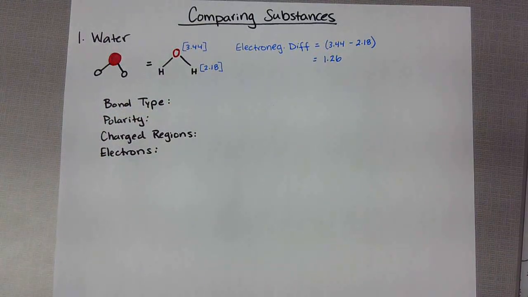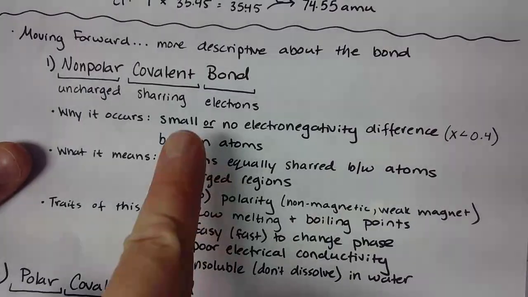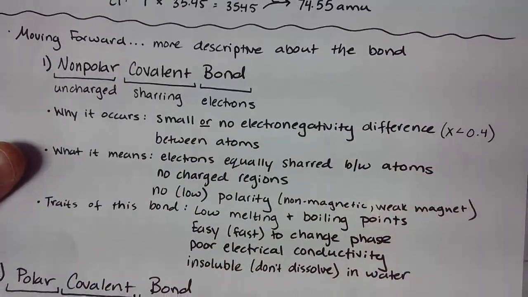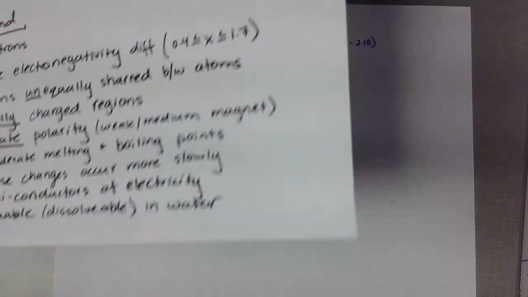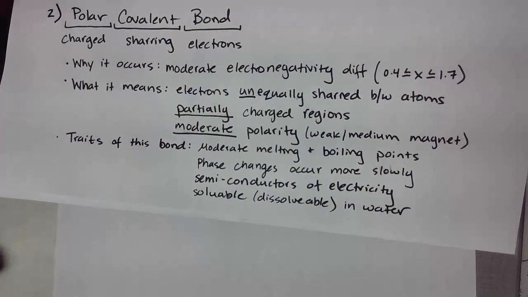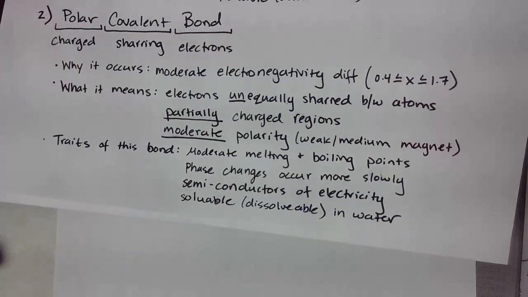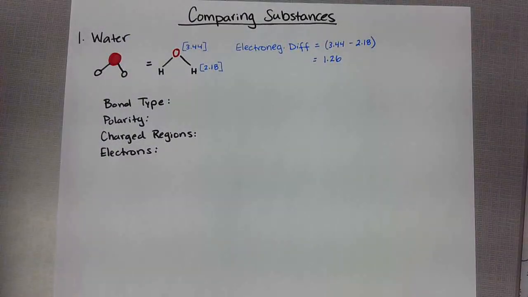Okay, so bond type. Coming back to our notes from last class. Nonpolar covalent bonds were the first type of bond we had. They were a small or no electronegativity difference, less than 0.4. That is not what I have. Polar covalent bonds were a moderate electronegativity difference, which was any value between 0.4 and 1.7. What do I have? A number directly within this range.